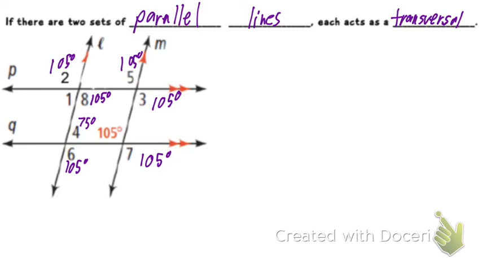Angle 1 is what, Ray? 75 degrees. How do you know? Because it's a linear pair with angle 2. It's a linear pair with angle 8. It's also alternate interior with angle 4, and same side exterior with angle 3. So there are so many different options, okay? It's kind of like a puzzle, filling them in.